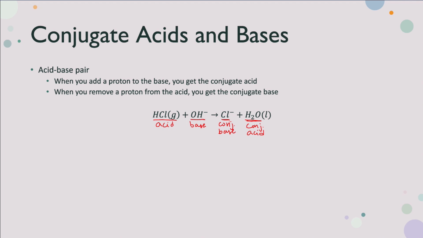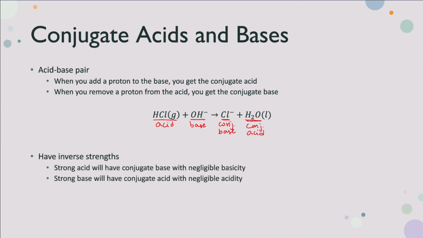Another interesting thing about an acid-base pair is that they essentially have inverse strengths. A strong acid will have a conjugate base with negligible basicity. So essentially, the HCl, which is a very strong acid, has the chloride ion as its conjugate base. And the chloride ion is a very weak base because HCl is a strong acid. If you put chloride ions into a solution, it will have essentially no effect on the pH of the solution.